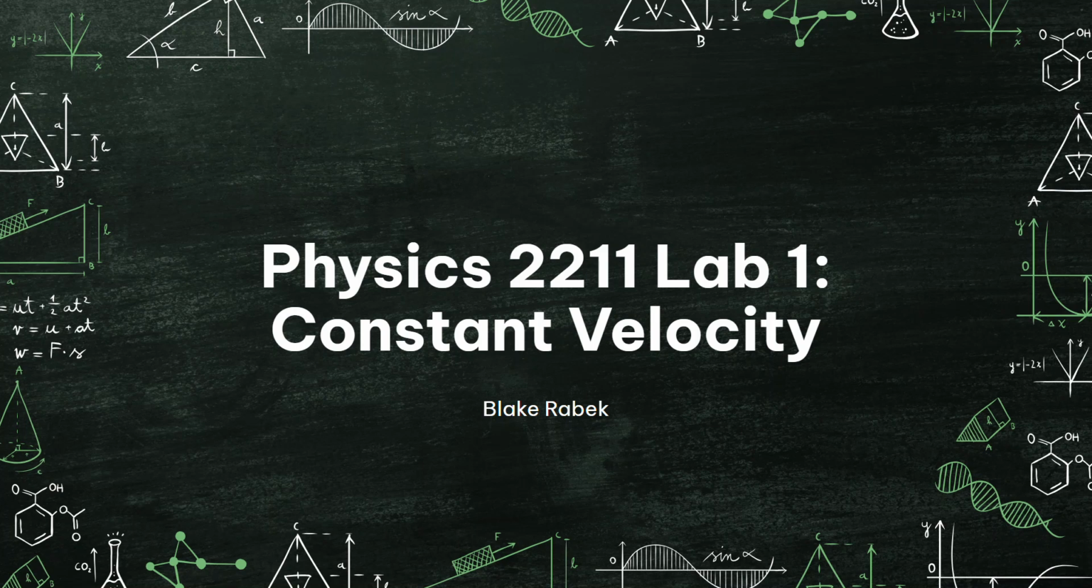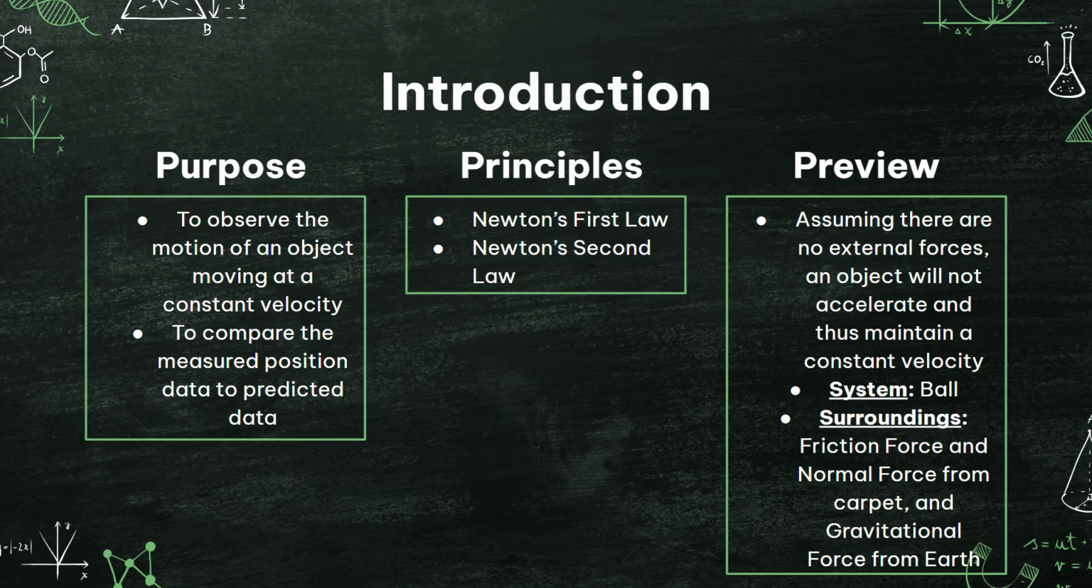This is the Physics 2211 Lab 1, constant velocity. The purpose of this lab was to observe the motion of an object moving at a constant velocity and compare the measured position to the predicted data. And to do that, we're going to use Newton's first and second law. In this experiment, we should see that since there are no external forces, the object will not accelerate and it will maintain a constant velocity.